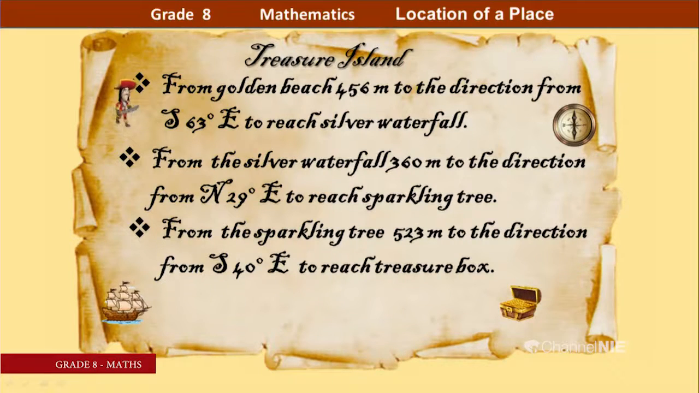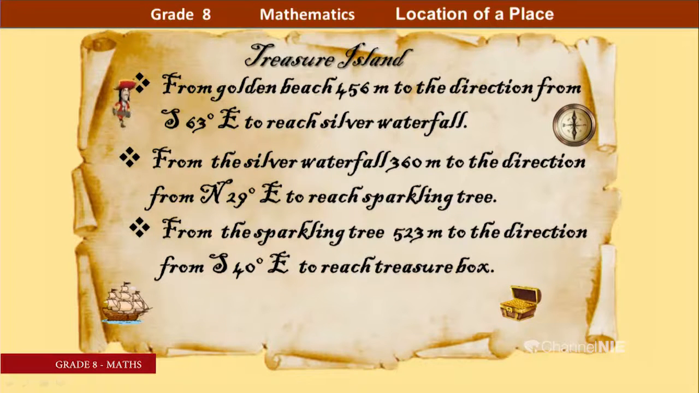Shall we see one by one the steps that you should follow to reach the treasure box? The first thing, from the Golden Beach, 456 meters to the direction from south to east, what is the angle? That is 63 degrees to reach the Silver Waterfall. These are the things you learn in this lesson, location of a place. So, here shall we read it again? From the Golden Beach, the distance is 456 meters to the direction. What is the angle? That is 63, starting from south to east.